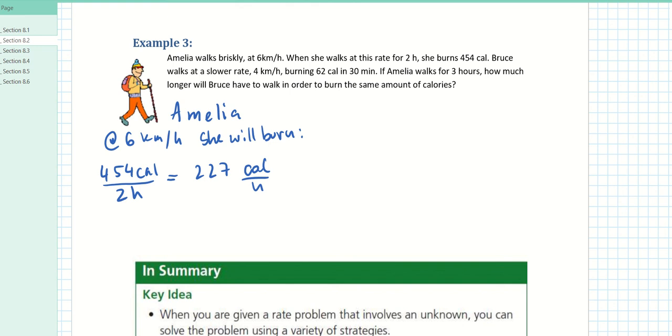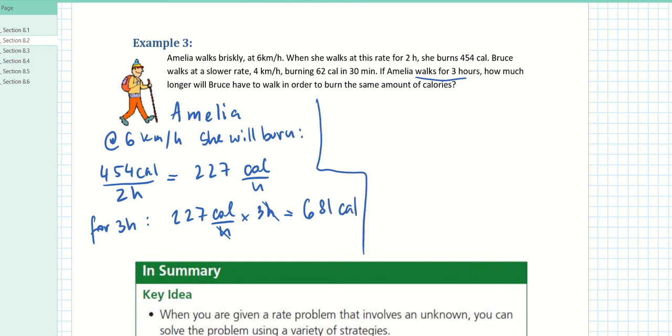So if she walks for 3 hours, it says if she works for 3 hours, how many calories is that going to be? Well, for 3 hours, let's take the hourly rate of 227 calories per hour and then multiply by 3 hours. So again, the hours and hours will reduce away, and you're going to end up with the amount of calories that she will burn in 3 hours. So that means that she will burn 681 calories in those 3 hours.